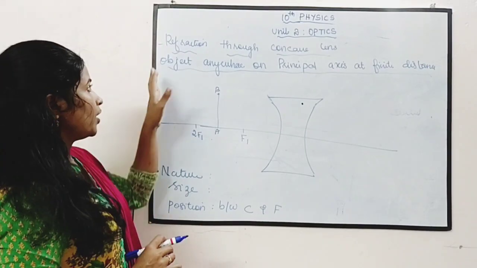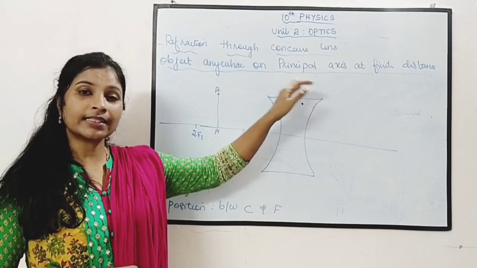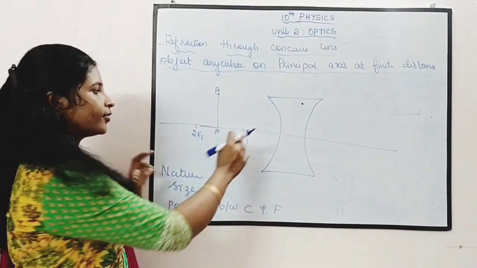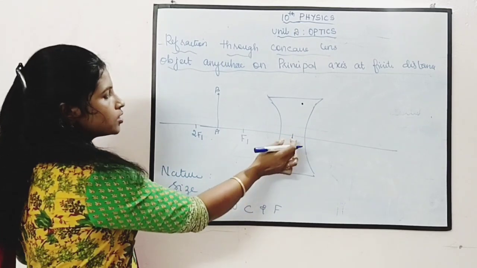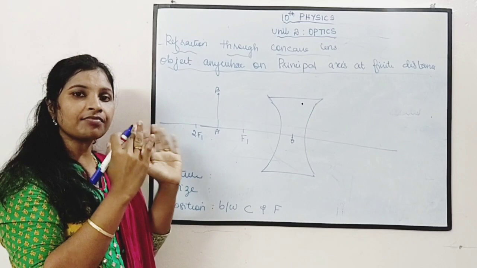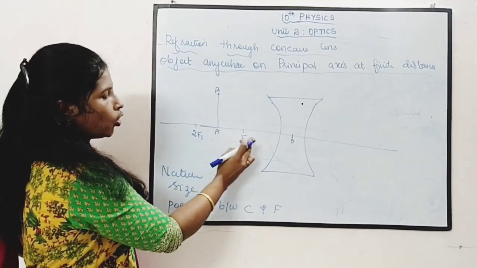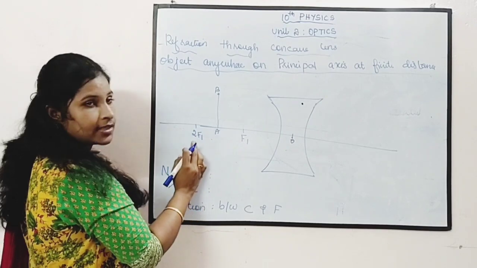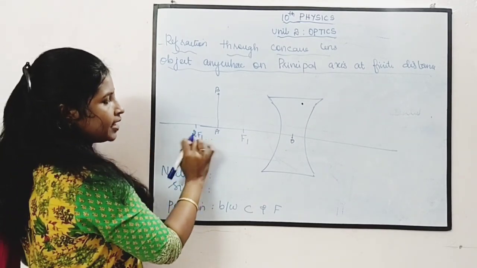Next, when the object is placed anywhere on the principal axis at a finite distance. This is the principal axis. This is the optical center. So on the principal axis, anywhere, but at a finite distance, what happens? That we can see now. So I am placing the object in between the focus and the center of curvature. 2F means what? Center of curvature. I have placed it over here.